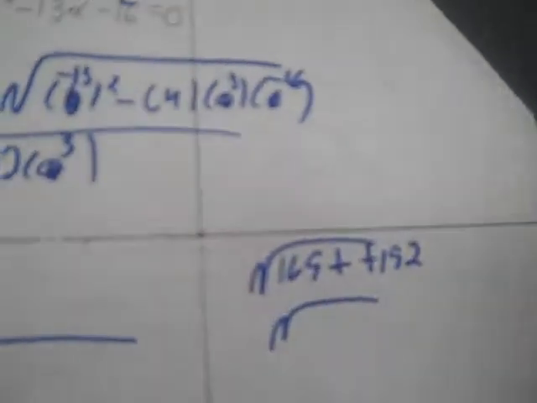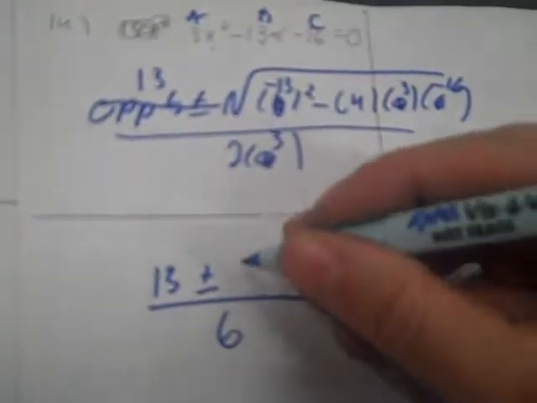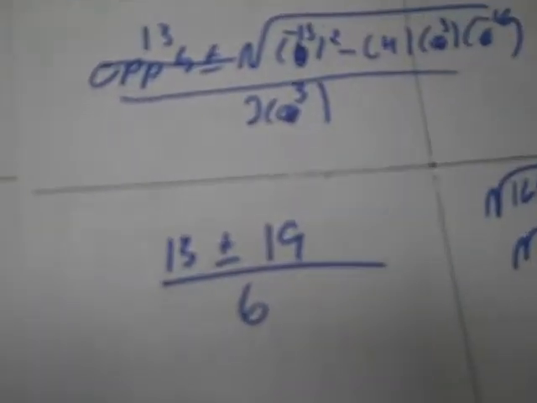This is going to be a big answer. 169 plus 192 is going to be 361, maybe not horribly big. Then I find the square root of 361. 19. Not often I don't get a decimal, but this time I did. 13 plus 19 equals, divide by 6, we'll go 5.33. Then 13 minus 19 divided by 6 is negative 1.